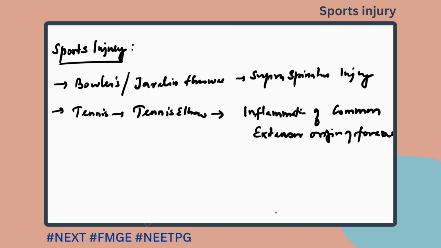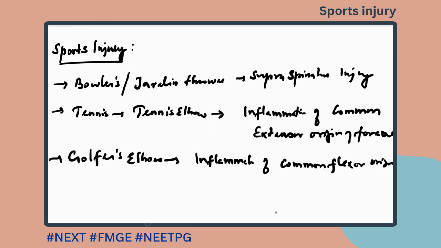That is called golfer's elbow. So golfer's elbow is inflammation of the common flexor origin. Now you diagnose tennis elbow by a clinical test called Cozen's test. Diagnosis of tennis elbow is by a test called Cozen's test.